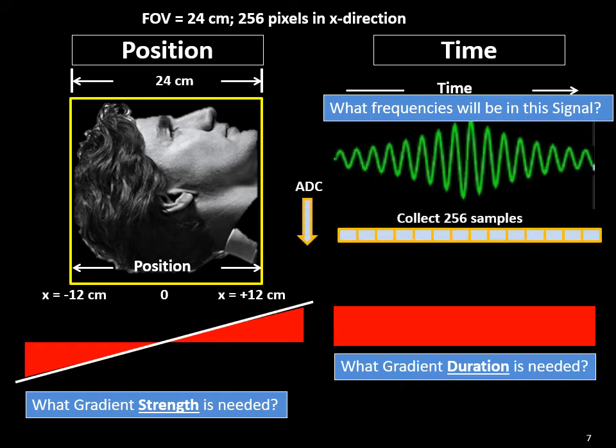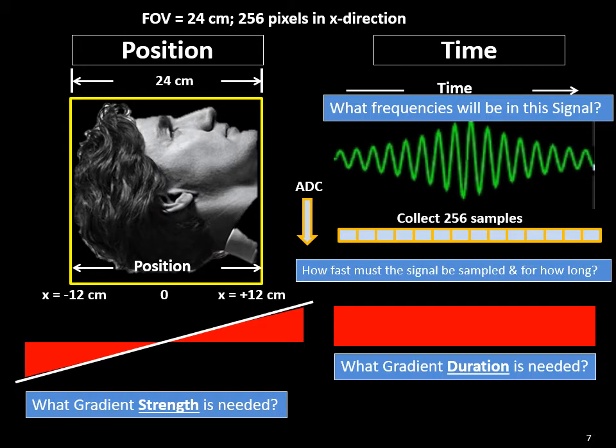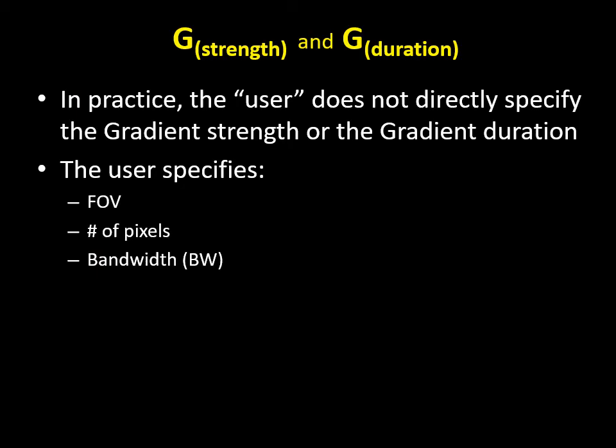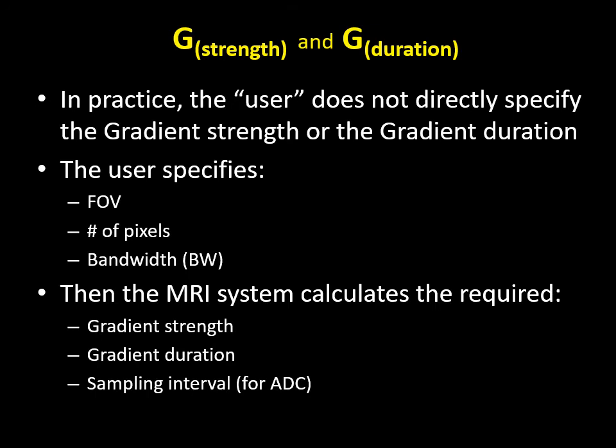We know we have to collect 256 samples, so how fast must we sample the signal, and for how long do we have to sample the signal? Let's first look at gradient strength and gradient duration. In practice, the user does not directly specify the gradient strength or the gradient duration. The user specifies the field of view, the number of pixels, and the bandwidth. Then the MRI system calculates the required gradient strength, gradient duration, and sampling interval for those parameters.